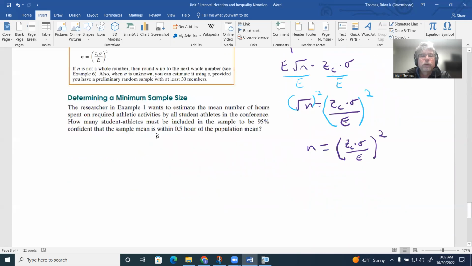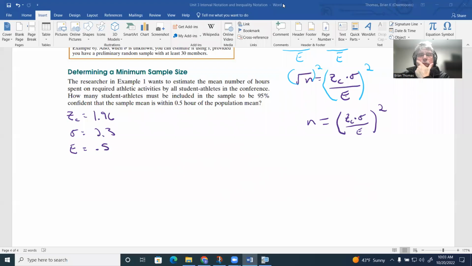As I said, the z-score with the confidence level of 95% is going to be associated with 1.96. The standard deviation was this 2.3. And the margin of error, that's where this 0.5 comes in. You have to be within 0.5 hours. That's the margin of error, that's going to be the 0.5. Let's make sure I got the right z-score there. Yeah, it looks like our numbers are all good.